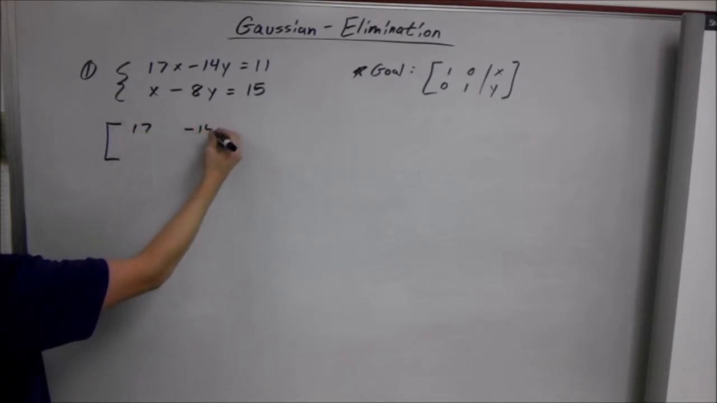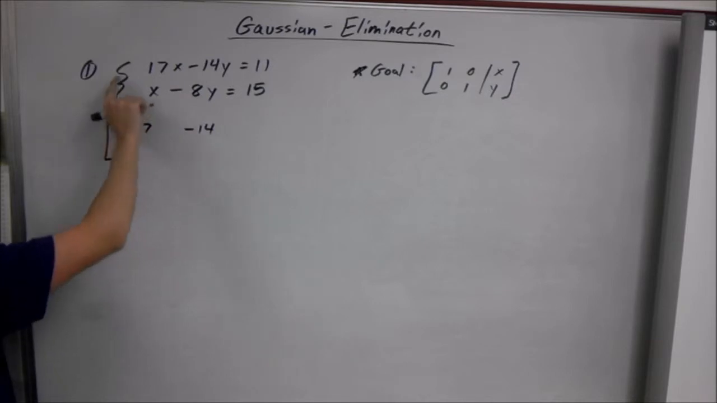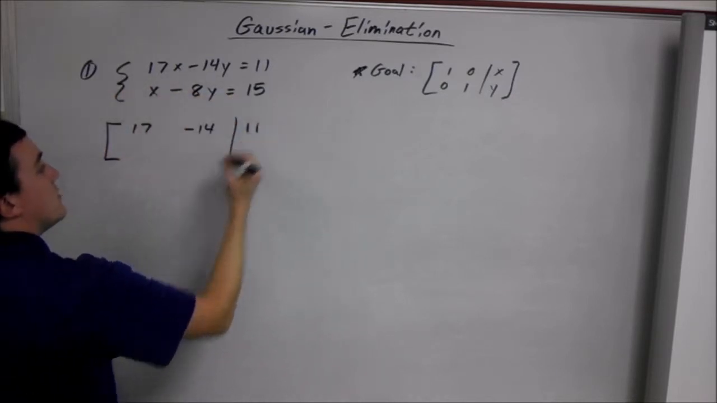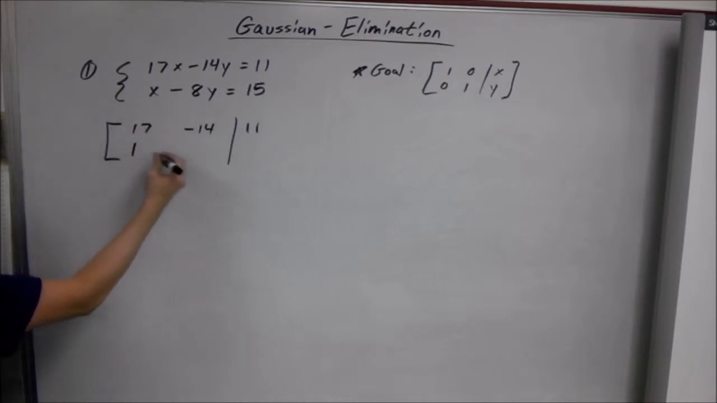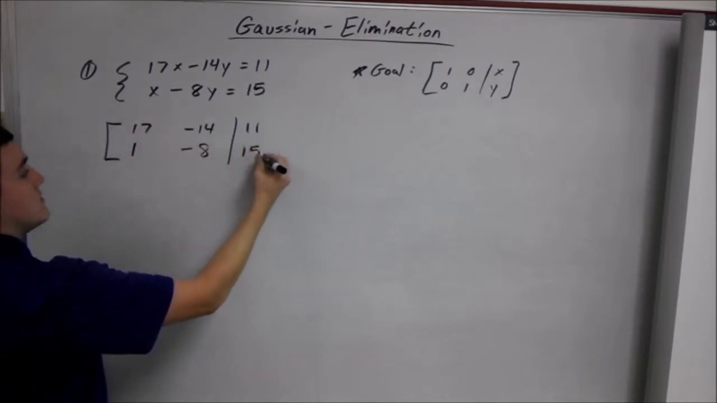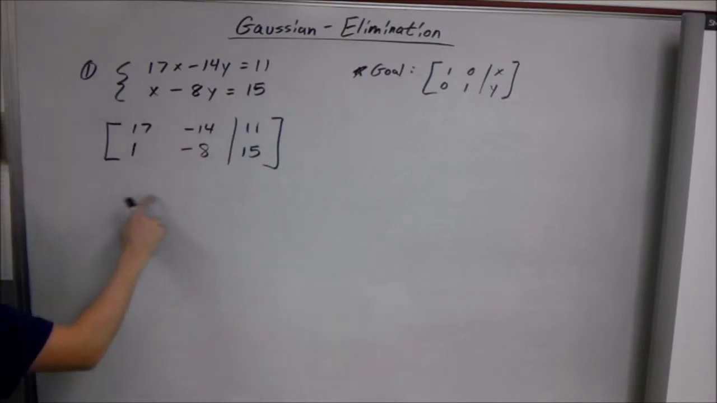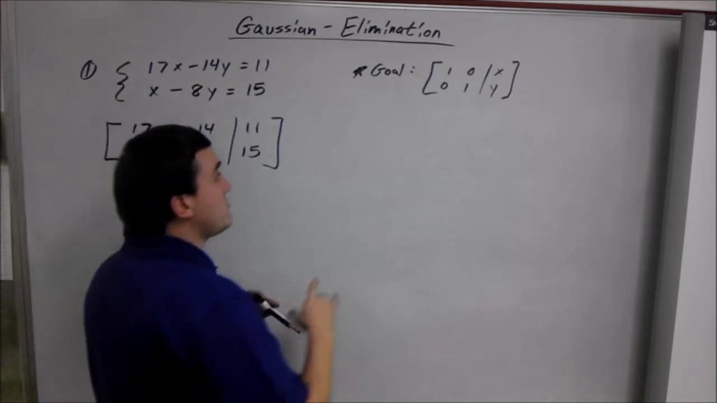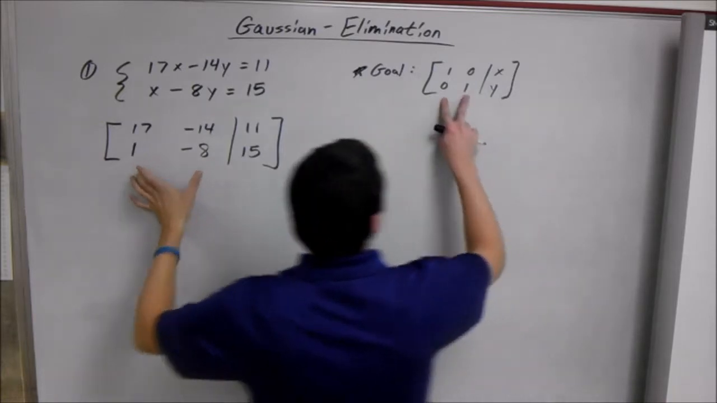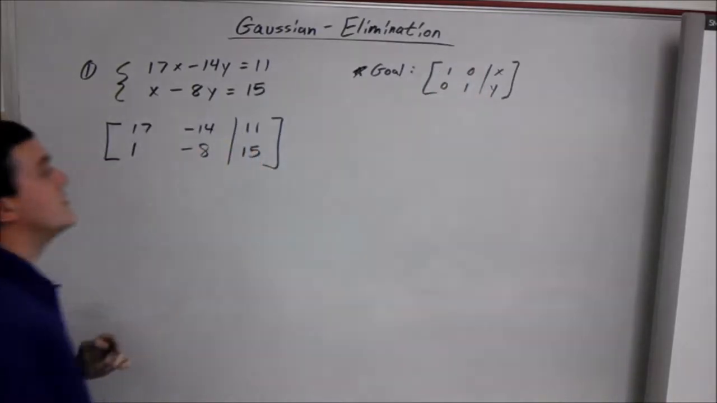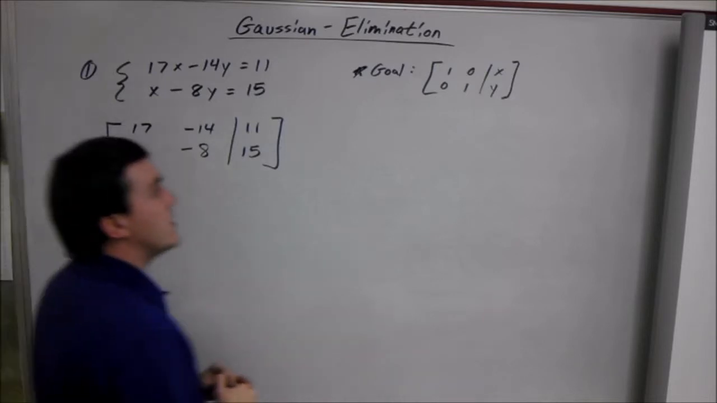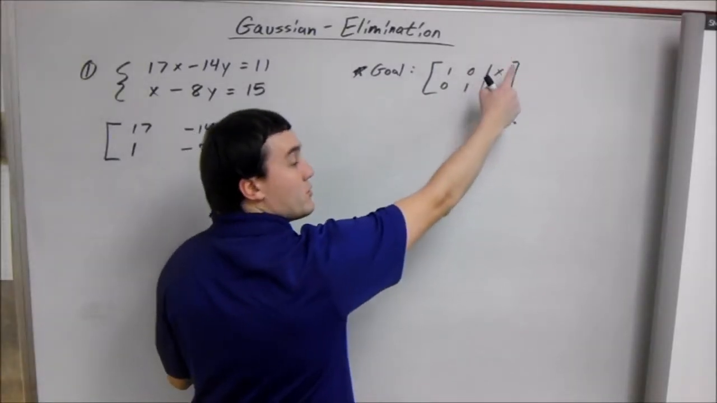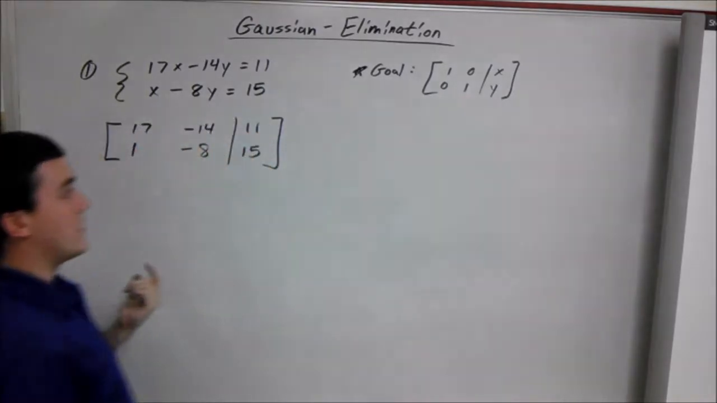17, negative 14. Just copying the coefficients from the equations into a matrix. And the number in front of x is 1, negative 8, 15. So pretty much we have an x column, a y column, and then a constant column on the other side of the equal sign. If it doesn't look like that, you have to rearrange it so it does. So our goal in the end is to get everything on this side to look like this: 1, 0, 0, 1. And what that's going to do is give us x equals whatever number x is, and y equals whatever number y is.